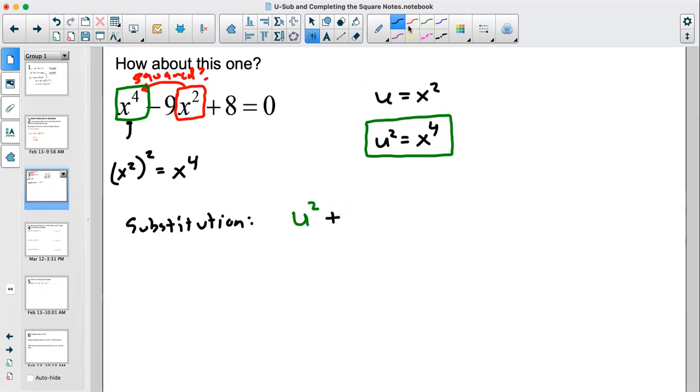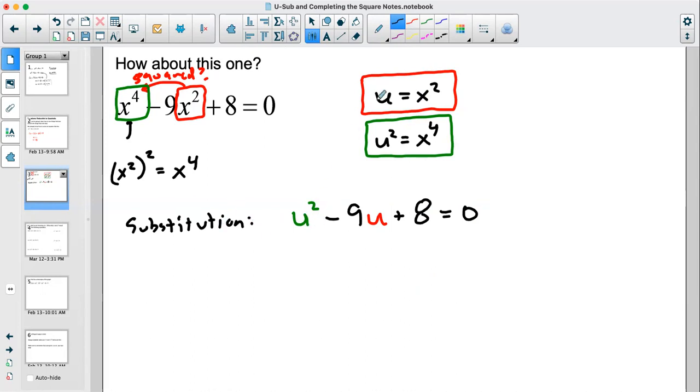And then plus, oh, it's a minus, not a plus. Minus 9. And then I'll do it in red again. Instead of x squared here, see this is x squared and this is x squared, I can replace this x squared with u. And then I leave the plus 8 alone because there's no u's in it. That equals 0. So all I've done is rewrite this thing with a u instead of an x squared and a u squared instead of an x to the fourth.